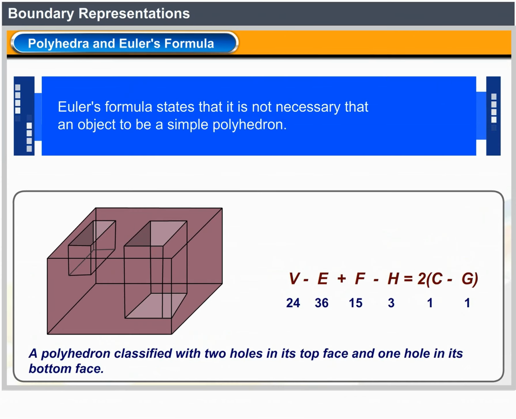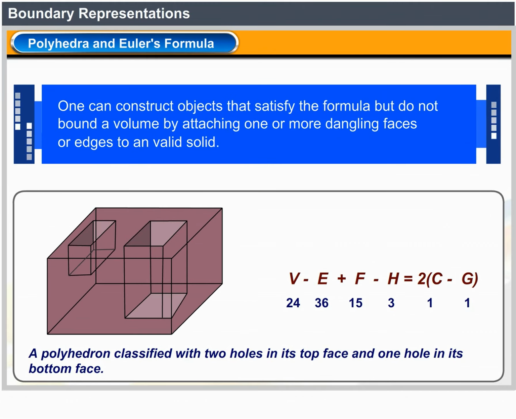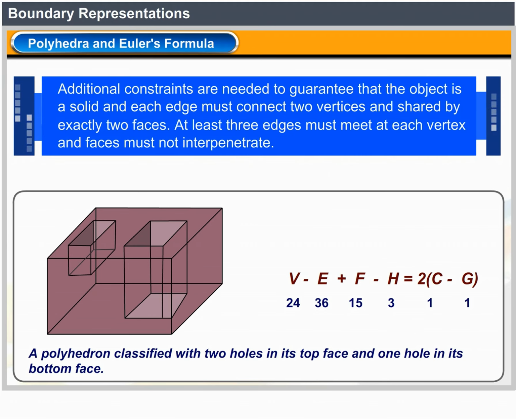Euler's formula by itself states necessary but not sufficient conditions for an object to be a simple polyhedron. One can construct objects that satisfy the formula but do not bound a volume by attaching one or more dangling faces or edges to an otherwise valid solid. Additional constraints are needed to guarantee that the object is a solid. Each edge must connect two vertices and be shared by exactly two faces. At least three edges must meet at each vertex, and faces must not interpenetrate.